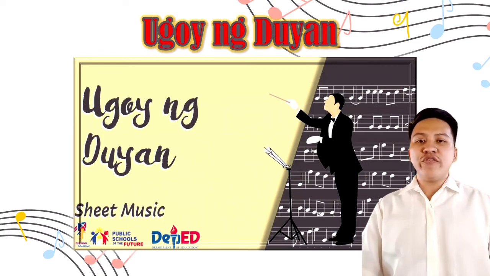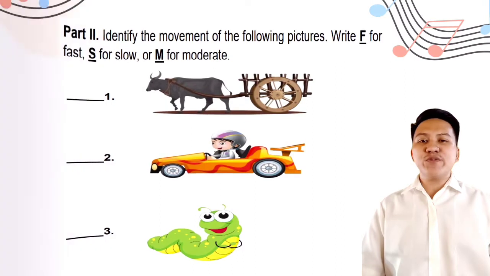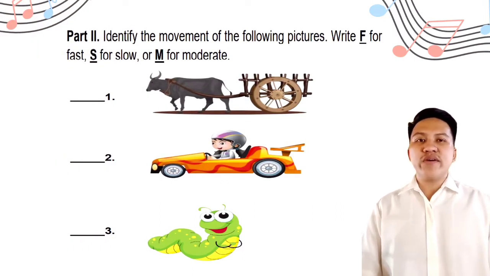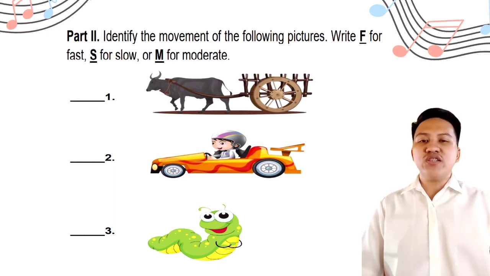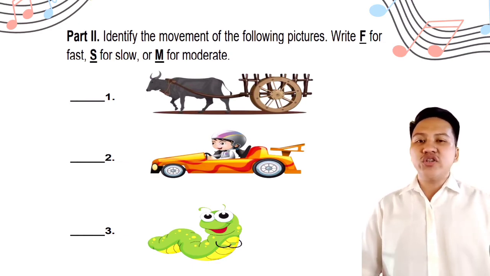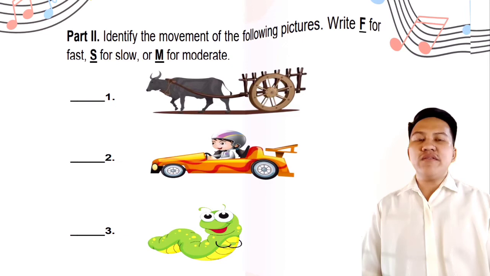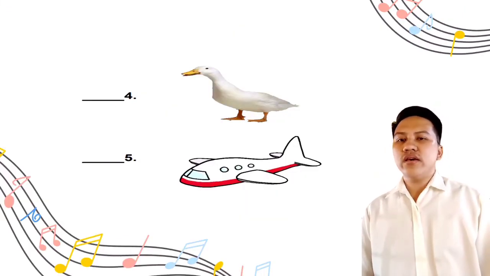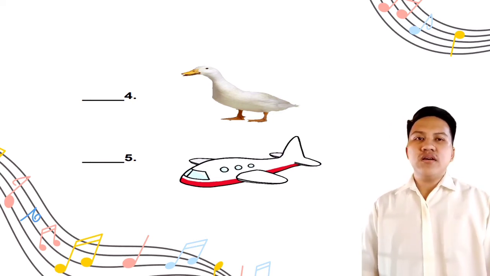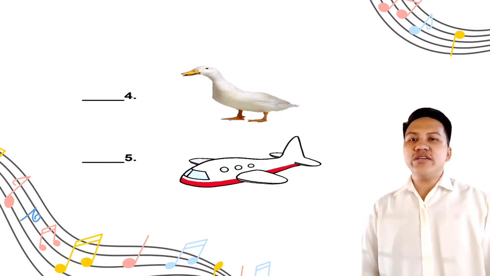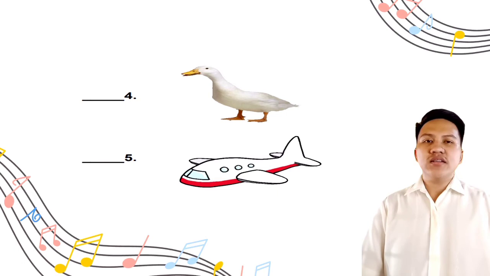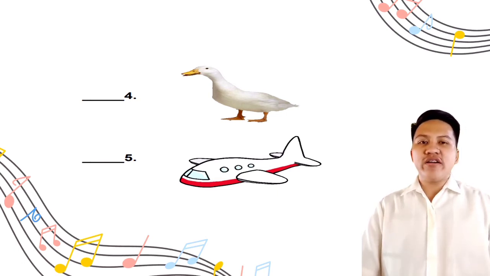Alright, so are you all done with the first part of our quiz? Alright, so let us proceed to the second part of your quiz. So, as you can see, all you need to do is, again, copy the following data on the screen. And then after that, you will answer it. Okay, so for the instruction, all you need to do is to identify the movement of the following pictures. Okay, so I have here different pictures of a carabao, a racing car, a worm, a duck, and of course, an airplane. So, all you need to do is to, again, write F for fast, S for slow, and letter M for moderate.